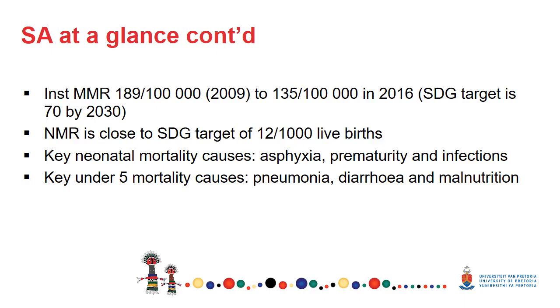So in this case, if you look at South Africa right now, in terms of the statistics, let's look at 2016, where the institutional maternal mortality ratio was 189 per 100,000 in 2009, and that has progressed to 135 per 100,000 in 2016, and the SDG target is 70 by 2030. As you can imagine, we are now 10 years away from that target, and we seem to be quite far away in that regard.